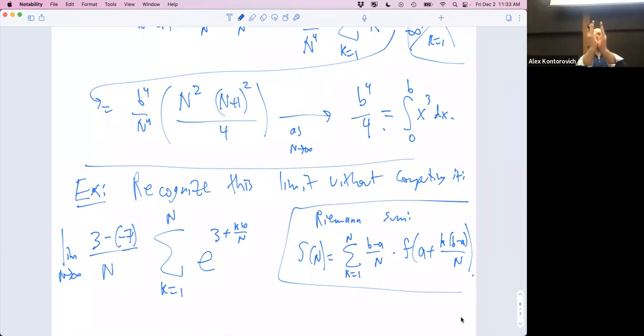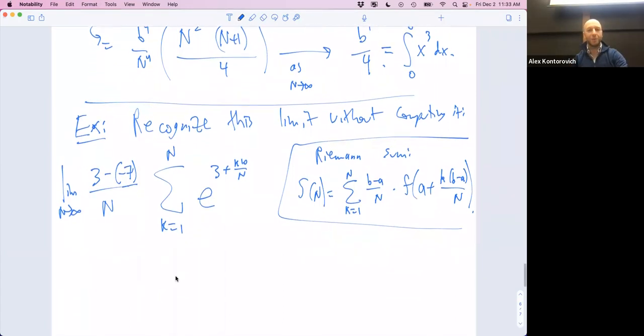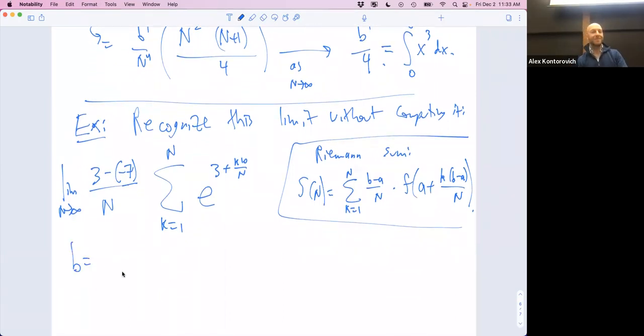The widths are all the same, b minus a over n. Can you try to guess what b should be in this case? 3. What should a be in this case? -7. And what should f of x be in this case? e to the x. The distance between 3 and -7 is 10. And this is just a plus this thing. So this is the function e to the x. So recognize the limit without computing. We don't know how to compute these things yet, but it will be the integral from -7 to 3 of e to the x dx, whatever that is.